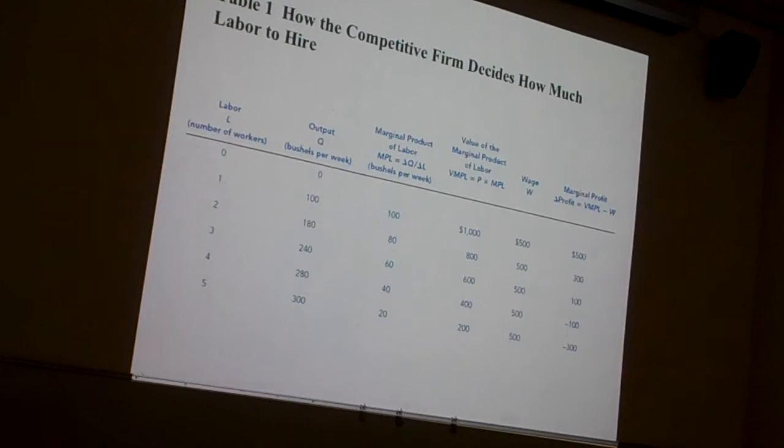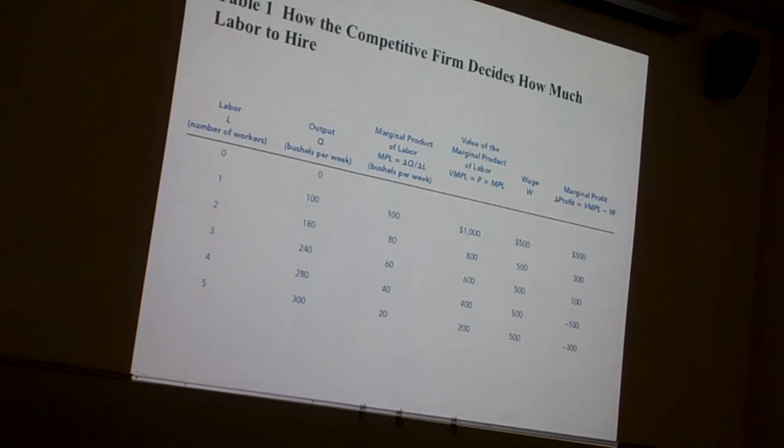Okay, so the second worker contributes another 80 bushels. At $10 a bushel, they're contributing $800. I pay them $500, and as an entrepreneur, I get an additional $300 in profit. Next day or next season, I hire a third worker. The contribution of that worker is an additional 60, totaling 240 bushels. That's $600, I pay him $500, and I'm getting another $100. Should I hire the fourth worker? No. Why not? Because then you're losing money.